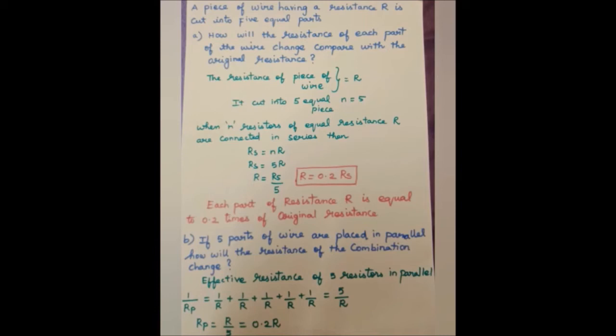Next, if 5 parts of wire are placed in parallel, how will the resistance of the combination change? We know that if 5 resistors are connected in parallel, then 1 by Rp equal to N by R. Here N equal to 5. Therefore, 1 by Rp equal to 5 by R. Therefore, Rp equal to 0.2 R. That is, the effective resistance of 5 resistors in parallel is equal to 0.2 times the resistance.